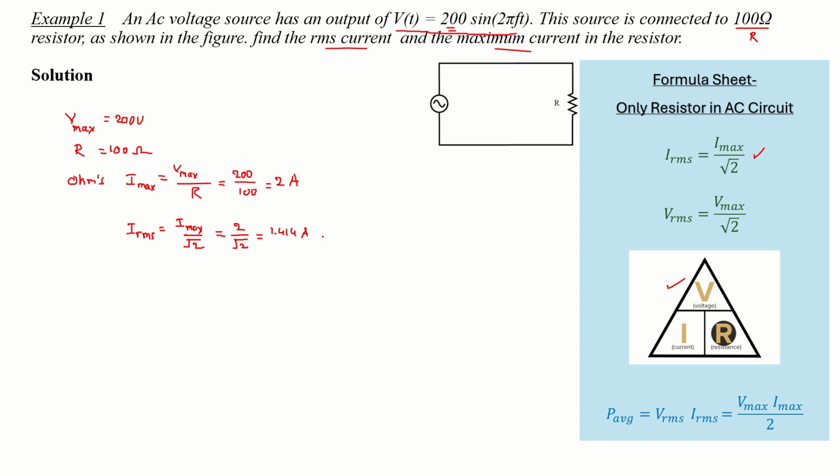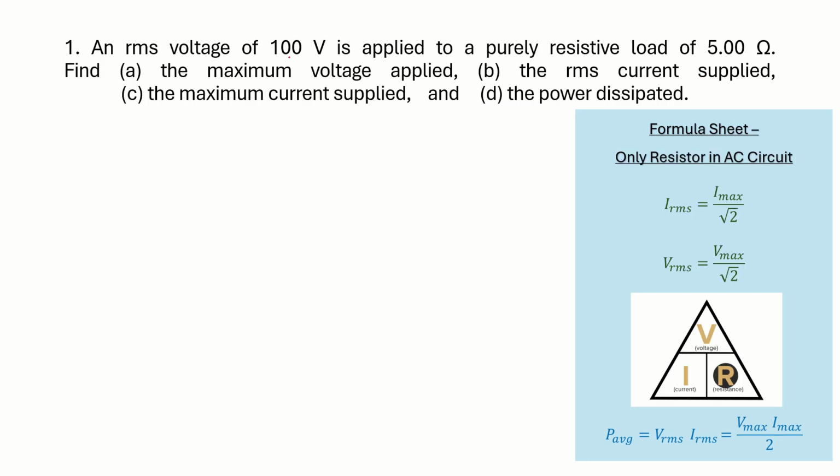Let us move on to the second problem. An RMS voltage of 100 volt is applied to a purely resistive load of 5 ohm. We have to find four things. The first one is the maximum voltage. Very easy, the maximum voltage we can get by this formula, root 2 times the Vrms value, which is equal to root 2 times 100, which is equal to 141.4 volt.